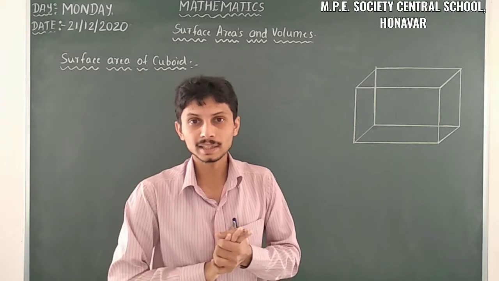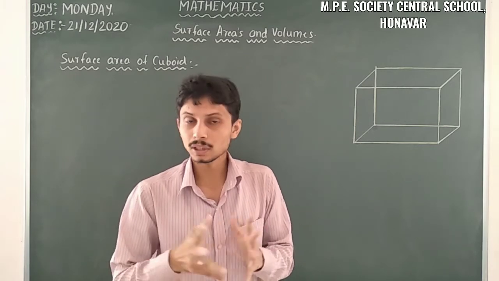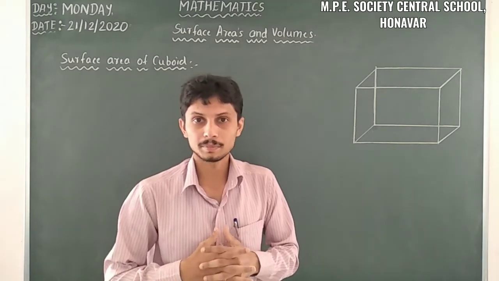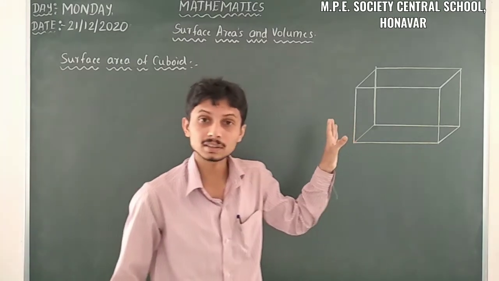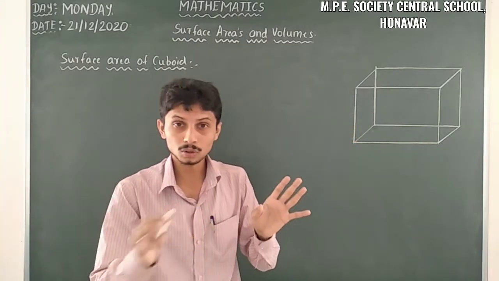So, we have three lines and three axes, and that one we are calling a three-dimensional figure. Yes, so we have to discuss how to take the surface area, that means the total surface area.